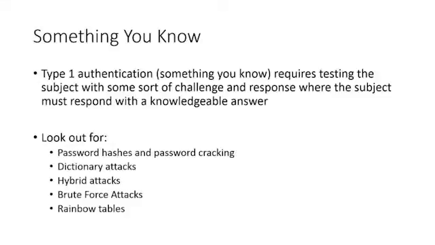Now, things we need to look out for when it comes to this type 1 authentication. Stealing your passwords, right? Different ways they could do it, like password hashes and password cracking. If they steal a password hash, they may be able to use something like a rainbow table, right? And that rainbow table is a table that you can create. It's one that attackers can create. It's one that you can get off the internet, right?